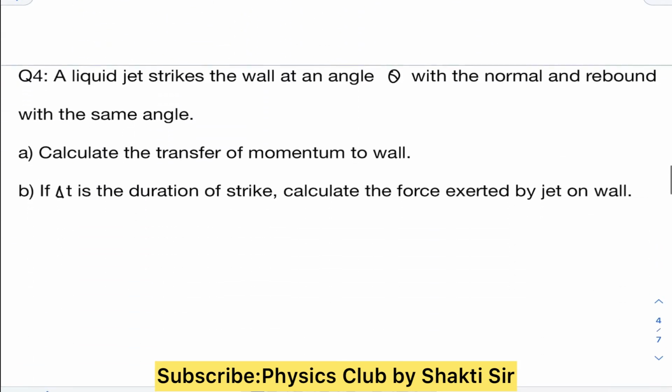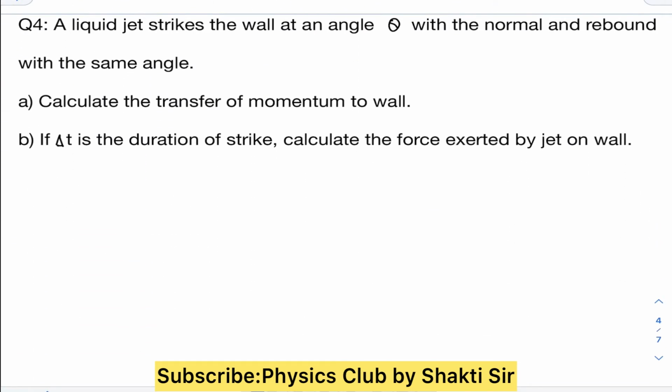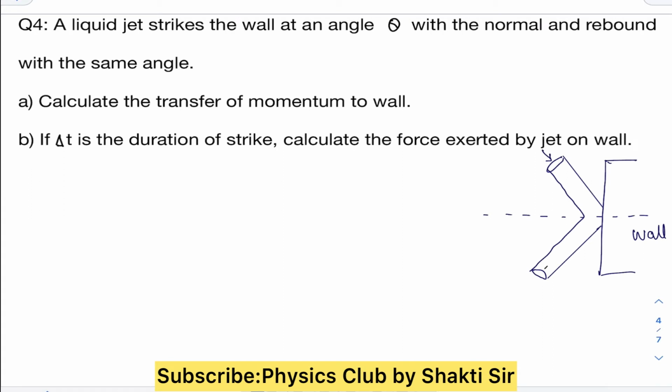Okay, let's move to the next question. So numerical number 4 says a liquid jet strikes the wall at an angle of 60. So we have a wall here. Okay, a liquid jet, so here comes the liquid jet, and it strikes the wall. Let's say it is coming something like this, and this is the cross sectional area of the liquid jet. So it is moving in this direction. What it says, a liquid jet strikes the wall at an angle theta with the normal and rebounds with the same angle. So this is the diagram, and we will see the angle.